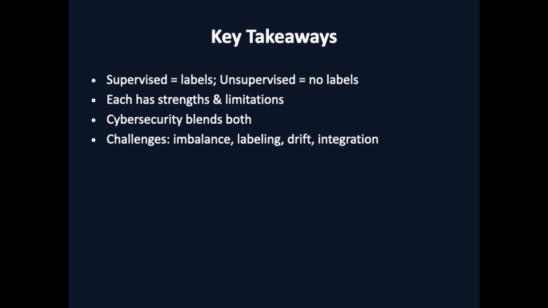So in summary then, key takeaways when we think about machine learning. Well, we learned that if we think about supervised as already having labels and think about unsupervised as not having labels, we're discovering things about the data with unsupervised machine learning. And each one of those, supervised and unsupervised, has its own strengths and limitations. In cybersecurity, we need to blend both supervised and unsupervised learning. And there's challenges around using machine learning within cybersecurity, and we talked about those as well.